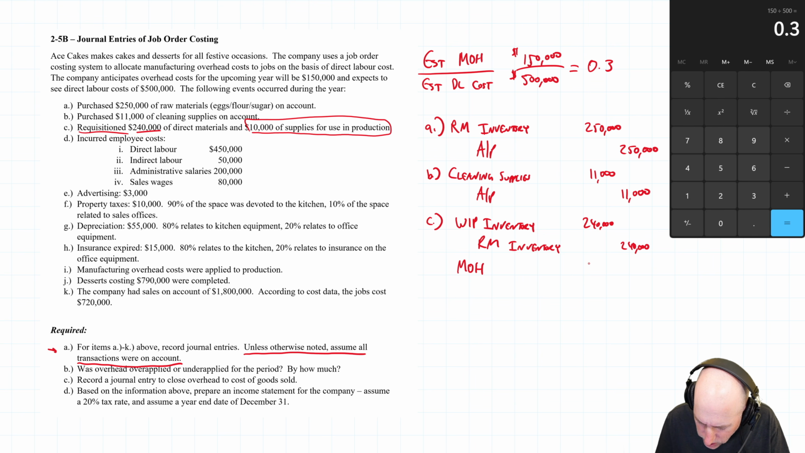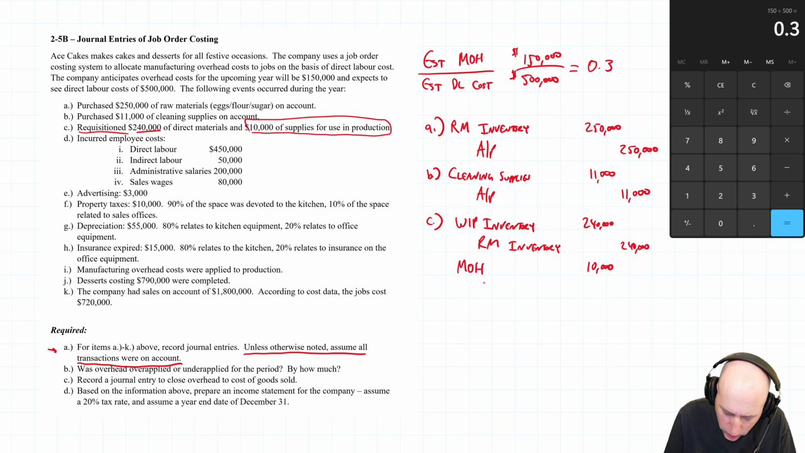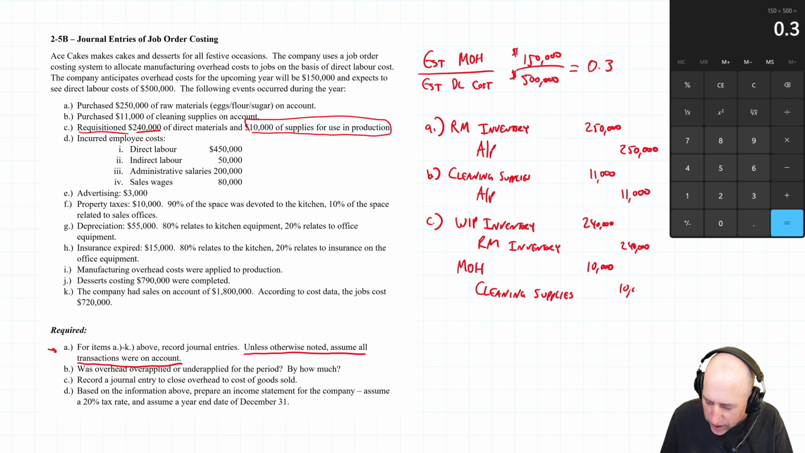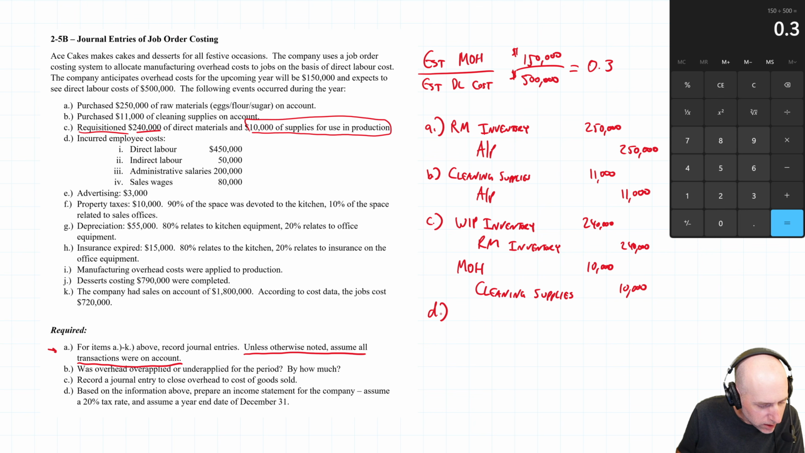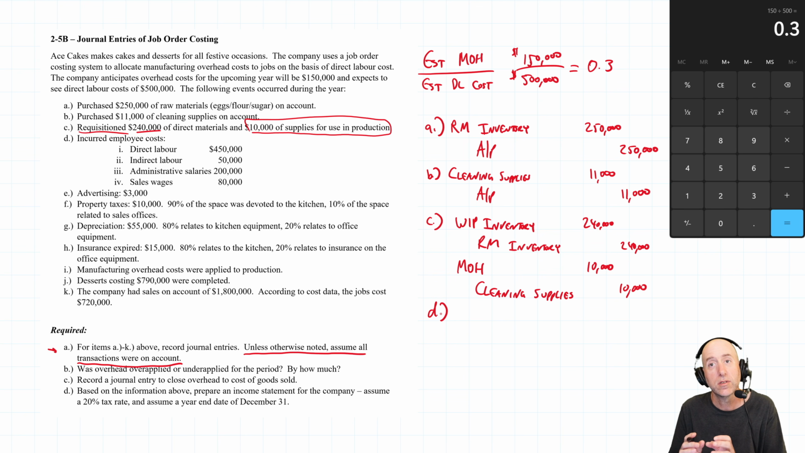So debit MOH 10,000, and now they're no longer unused cleaning supplies. That asset has been used up. So we credit cleaning supplies to say, I don't have as much Mr. Clean or Windex or whatever it is I used. I've used those up. So credit cleaning supplies. On to D. Incurred employee costs, direct labor, indirect labor, admin salaries, salespeople's wages. All right, direct costs go into work in process. So direct material went into WIP, direct labor cost goes into WIP inventory.